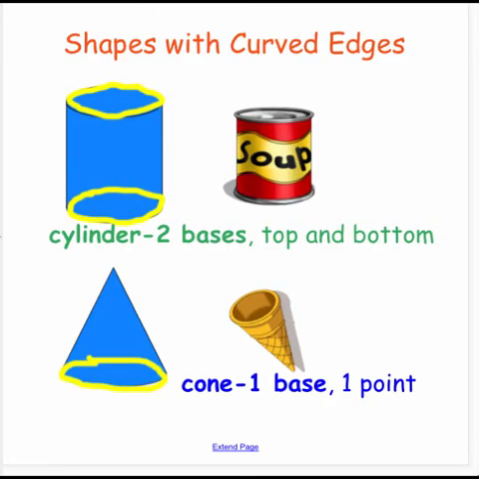Shapes with curved edges. Cylinder is one type of shape with curved edges. It has two bases, one at the top and one at the bottom. Something that we see all the time that's in the shape of a cylinder is a soup can. A cone also has a curved edge, but instead of two bases, it has one base at the bottom and one point up at the top.